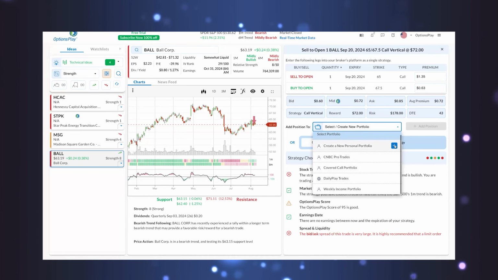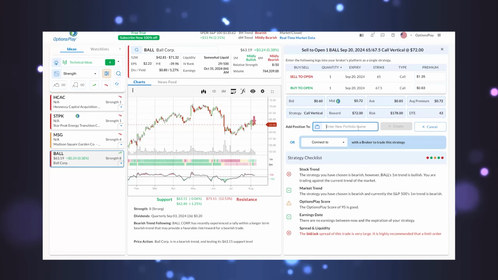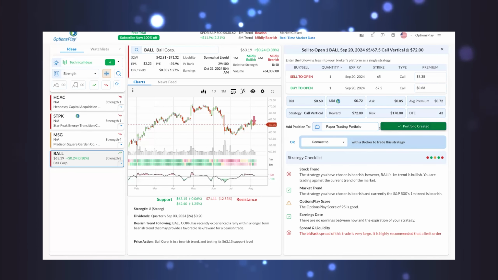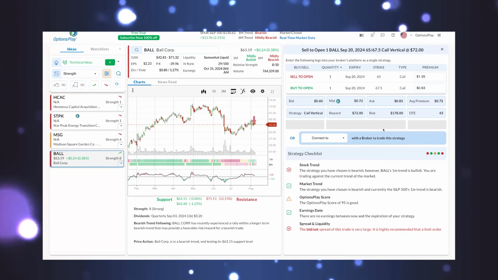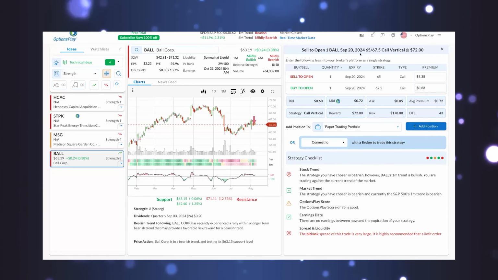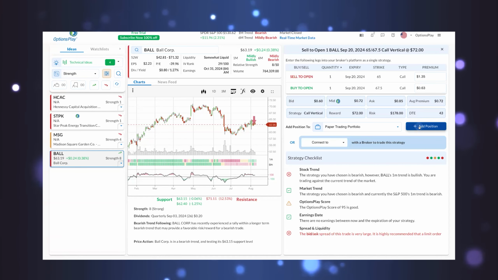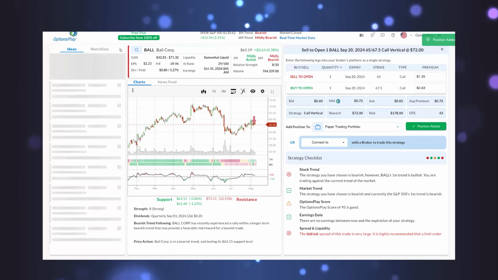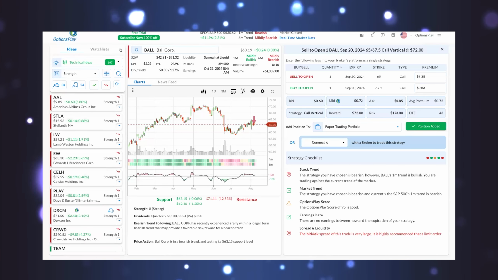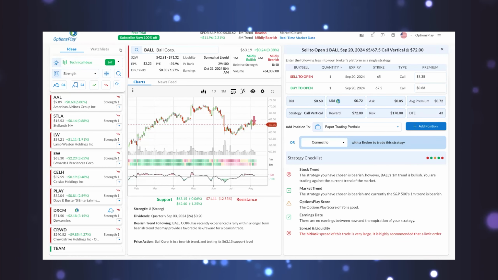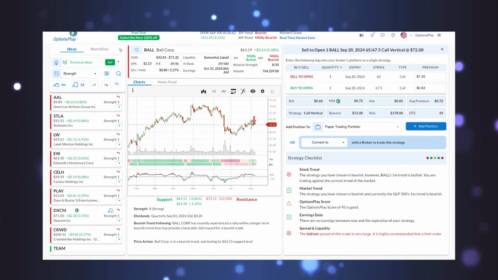So for example, if you want to create a portfolio for paper trading, you can do so. And you can simply add this trade to a specific portfolio that you've created. So if you want to track this September 2060 67.5 call vertical that you collected 72 cents on, you can click on add position, and this will now show up in your portfolio that you can try out in terms of tracking this specific position and see how it plays out over the next few weeks.